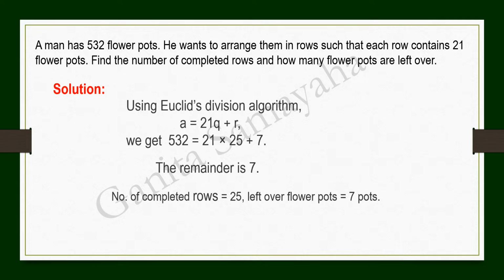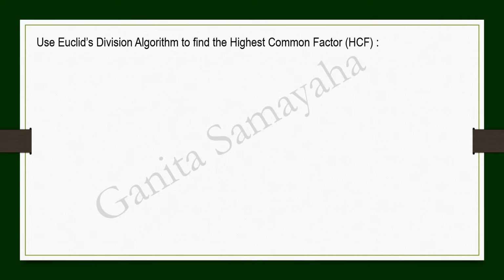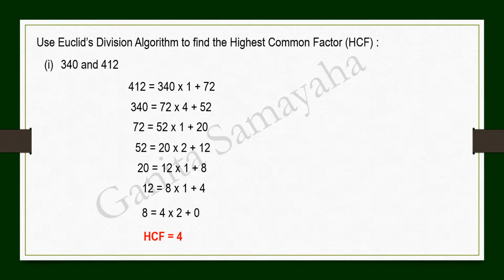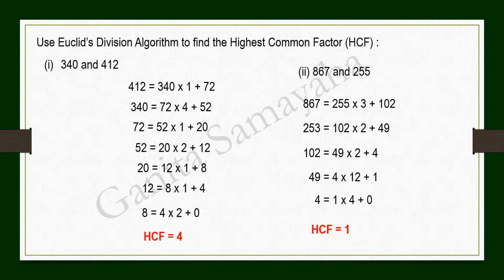Okay. So let us discuss the second question. The next problem that was given to us, we were asked to find the HCF of two sets of numbers. So the first set of numbers was 340 and 412. So these are the steps that we need to follow and the answer is HCF is equal to 4. Okay, children. And the next set of numbers was 867 and 255. So these are the steps and we have our HCF is equal to 1. Please verify if you have got all these steps with your answers, children.